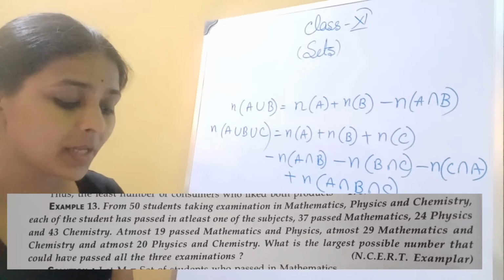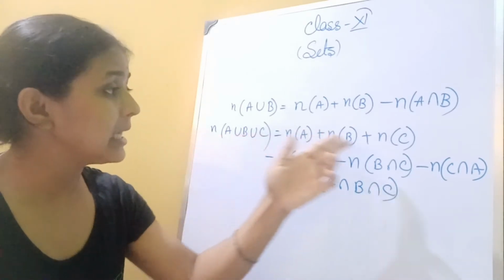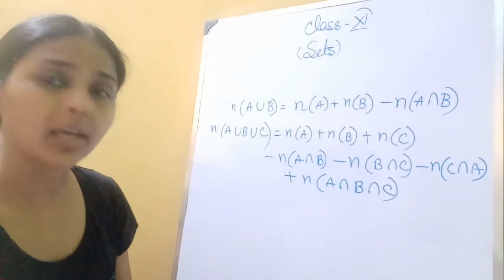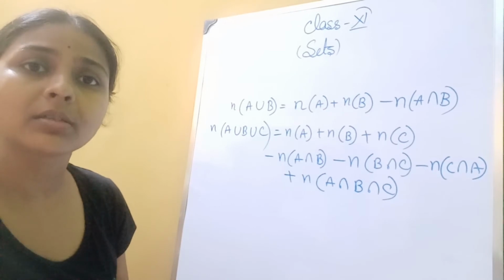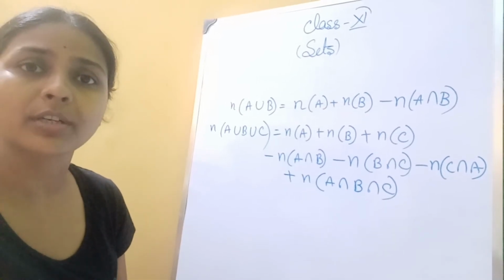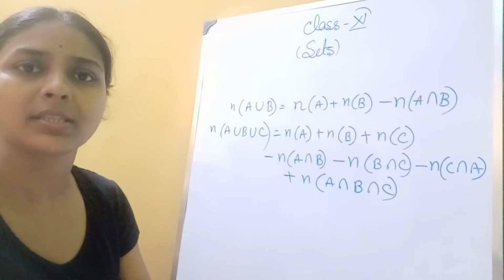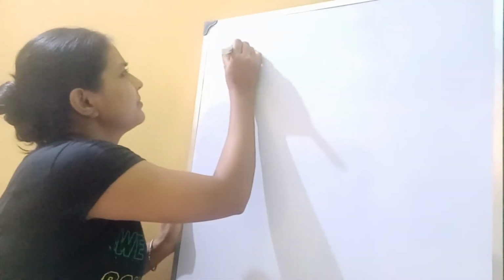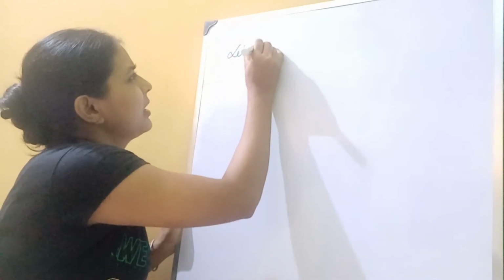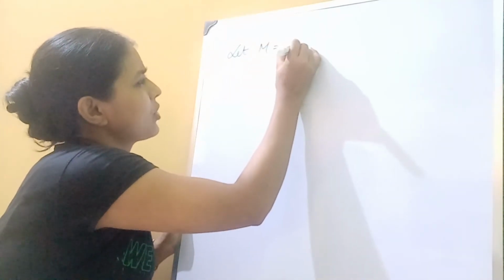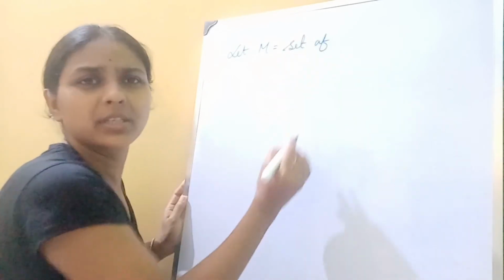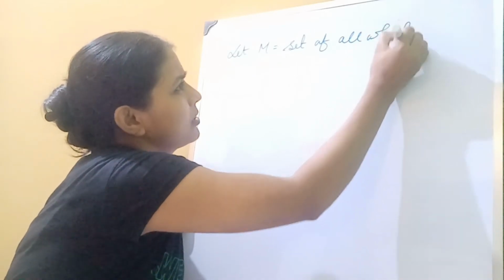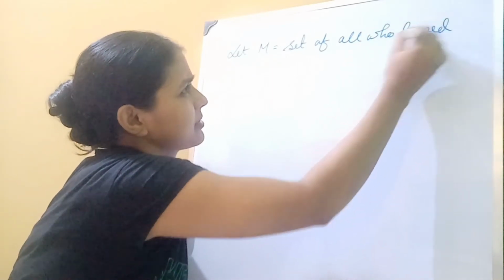What you have to do? You have to use this particular formula for this. So we will assume sets for mathematics, physics and chemistry. Let M be the set of the students who passed mathematics, so the set of all who passed maths.